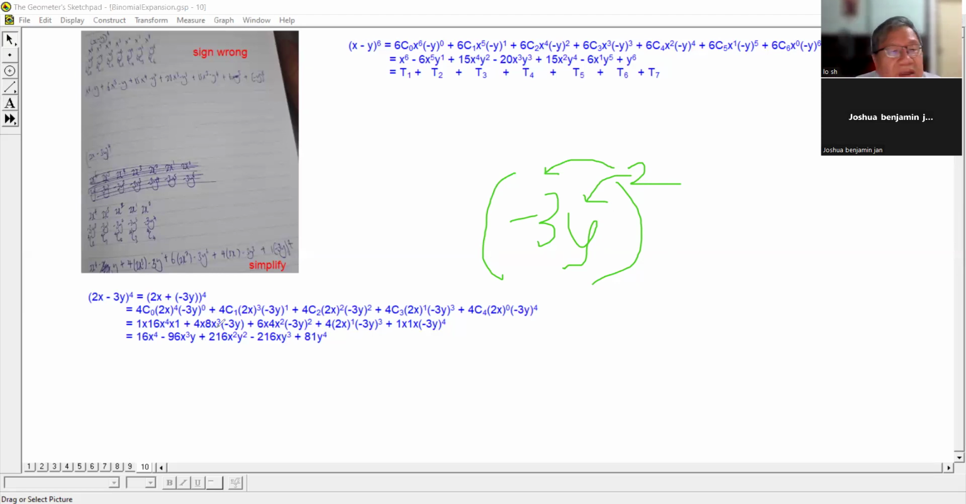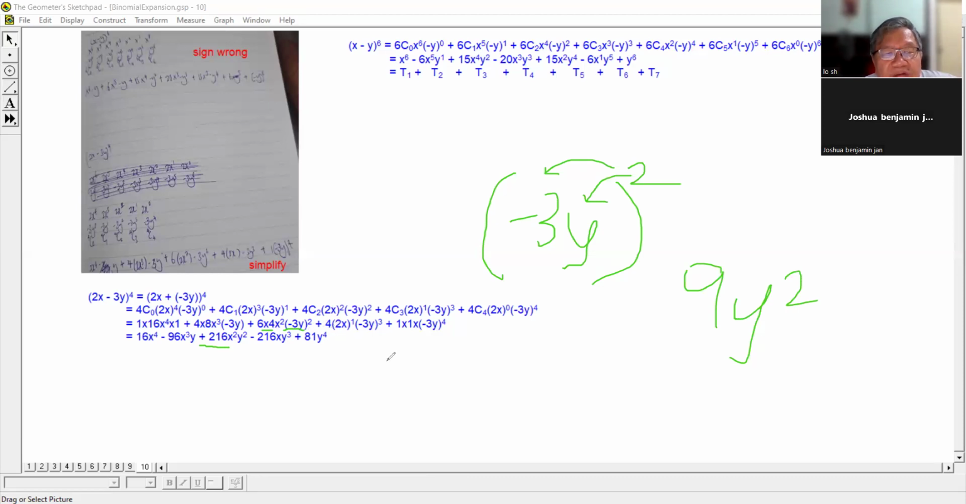So if you look at here, actually you have 6 times 4x squared times 9y squared. Okay, this thing is 9y squared. Then you multiply all the numbers, right? It is 216 x squared y squared. Can follow or not? Yes, okay. Then we look at the next one.